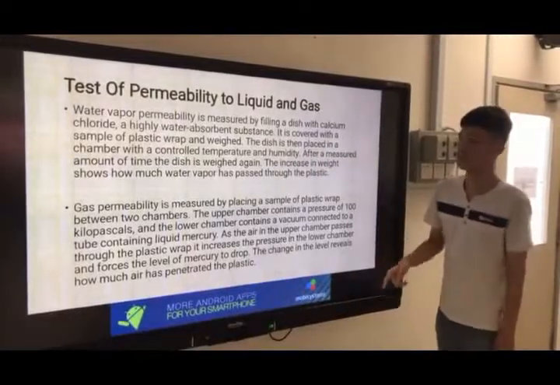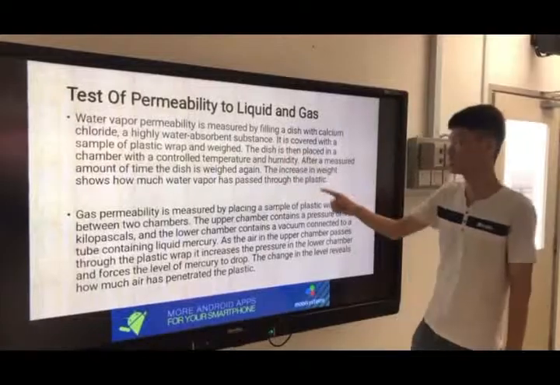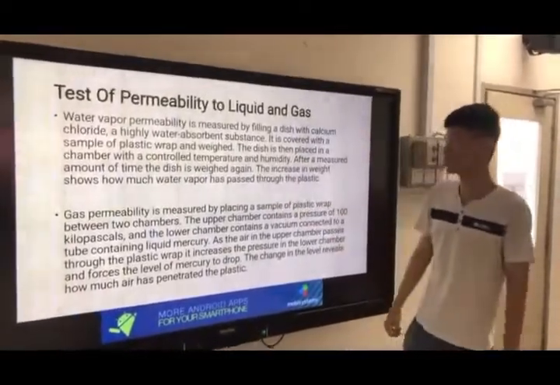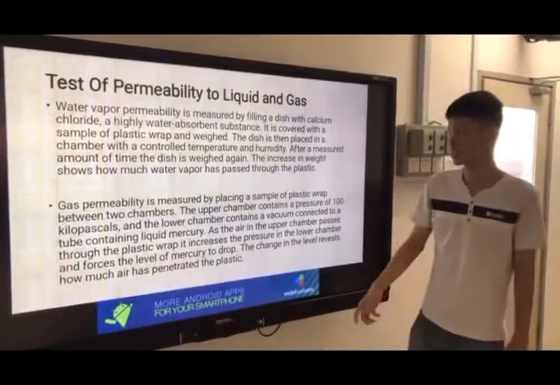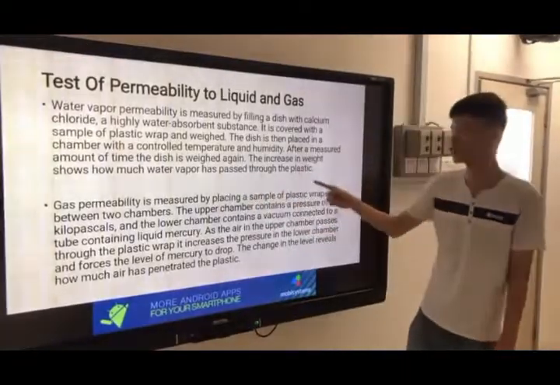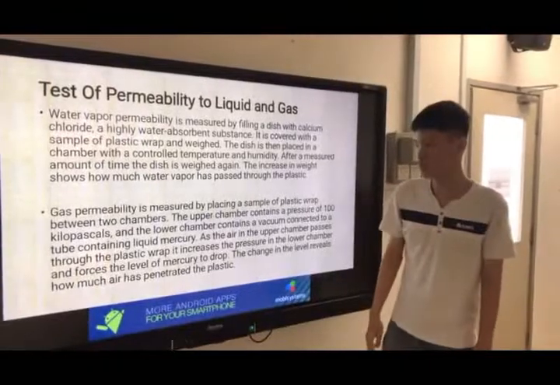It is covered with a sample of plastic wrap and weighed. The dish is then placed in a chamber with a controlled temperature and humidity. After a measured amount of time, the dish is weighed again. The increase in weight shows how much water vapor has passed through the plastic.